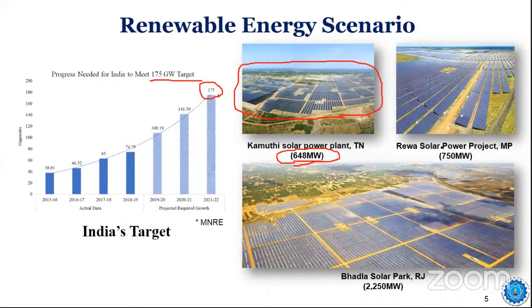And we also have the Reva solar power plant. We have a 750 megawatt power plant in Madhya Pradesh. And we can see the Bhadla solar power plant, one of the largest in India. These are all Indian power plants, where the solar park is 2250 megawatt. So it is very large.